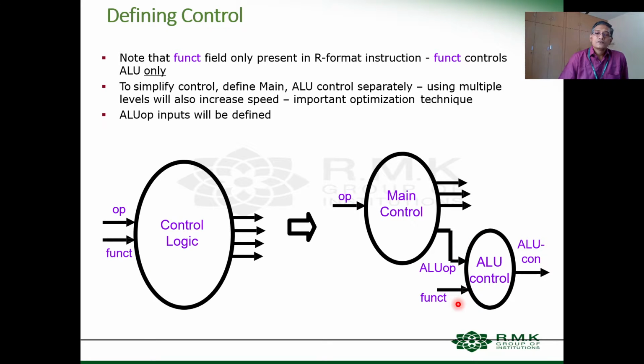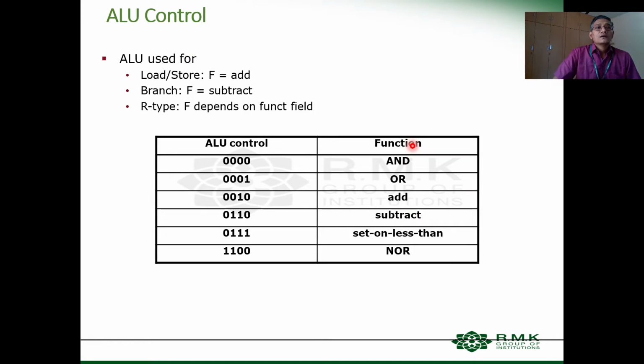Along with this function field, the ALU control determines what the correct operation should be, whether it is a logical shift, a logical operation, or arithmetic, that is addition or subtraction. So this is the simple scheme with which we are going to utilize the main control unit and the ALU control unit using the corresponding inputs. The ALU control is a 4-bit control unit.